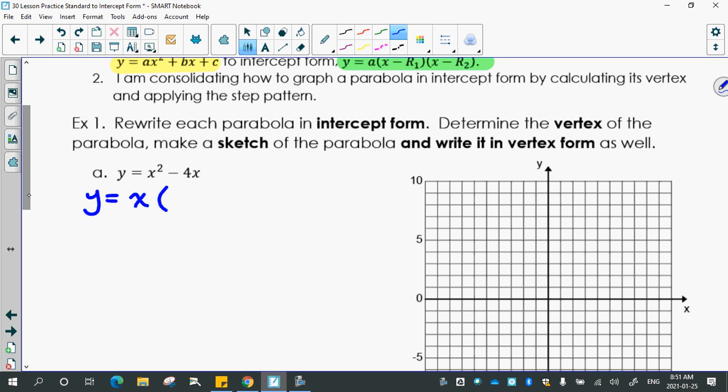So remember, there was two ways to think about it. One way was to take x squared and divide by x, the divide way. X squared divided by x is x. Negative 4x divided by x is negative 4. Okay? And the other way was, what do I multiply x by to get x squared? X. What do I multiply x by to get negative 4x? Negative 4. Okay? Those are your two ways to think about it, but that's factored form. Okay? This is called factored form.